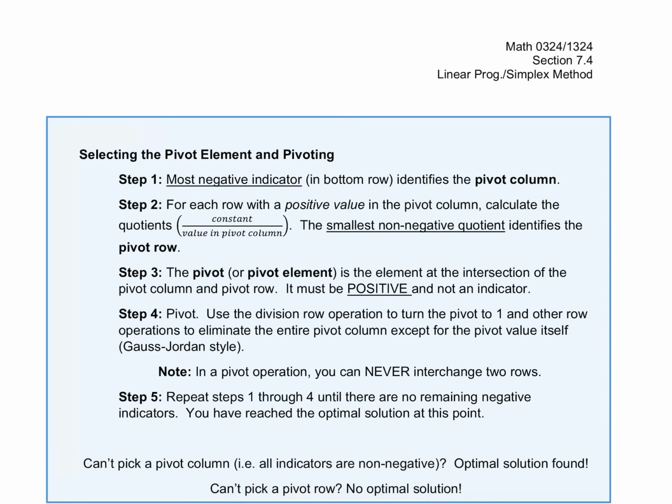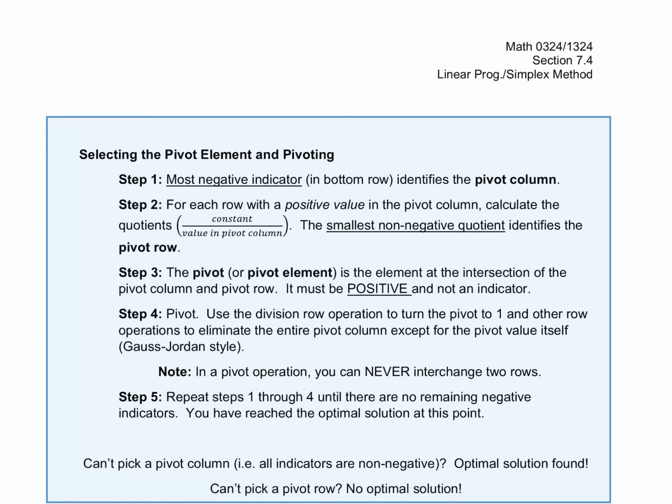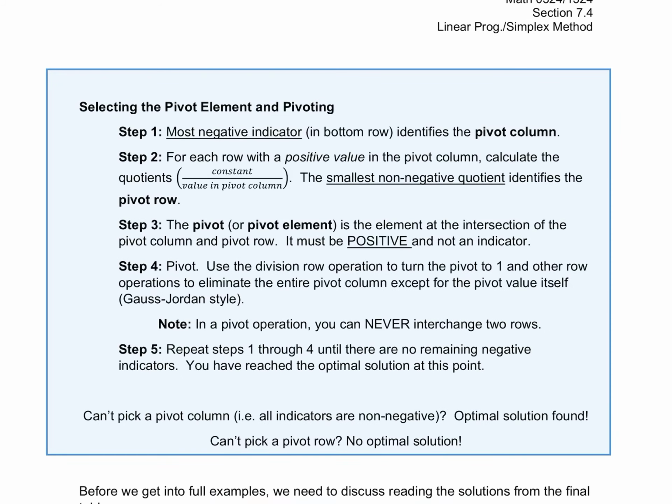So now we've seen how to set up the initial simplex tableau. We've seen how to read off the solution from the final simplex tableau. And now we just need all of the steps in between, which are the row operations. And here the procedure we're going to use for row operations is called pivoting. I'll show you why it's called pivoting in a second. But this is the strategy that we're going to use for our row operations.